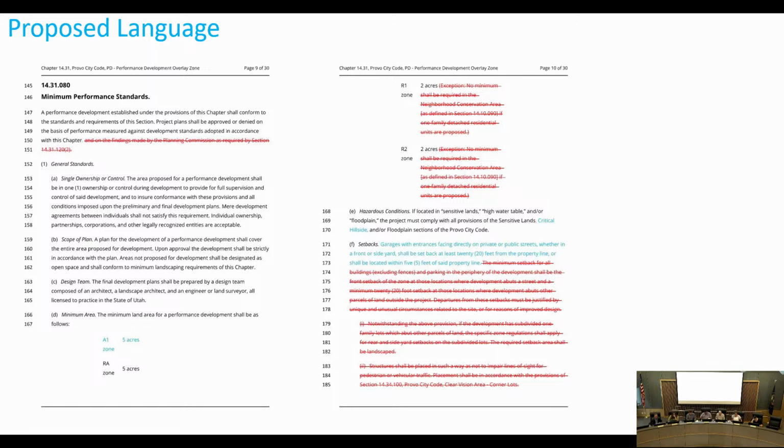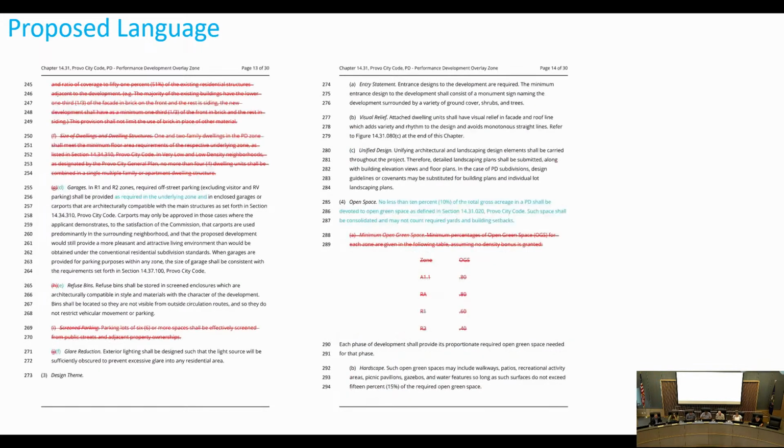Okay, page 38, line 255. Under garages, it says in R1 and R2 zones, required off-street parking shall be provided, and then it says as required in the underlying zone. So I would just cross off R1 and R2 zones and start the sentence with required off-street parking shall be required in the underlying zone. Good catch. That's just a clean up there.